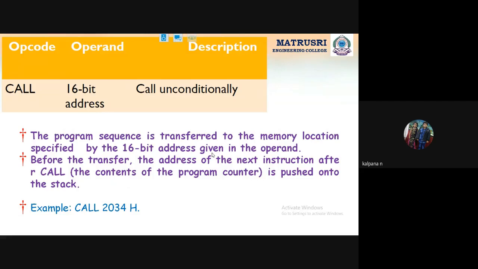For example, consider that we have 10 programs, and each program consists of hundreds of instructions. Again, within those hundreds of instructions, 50 instructions are common for all these 10 programs.